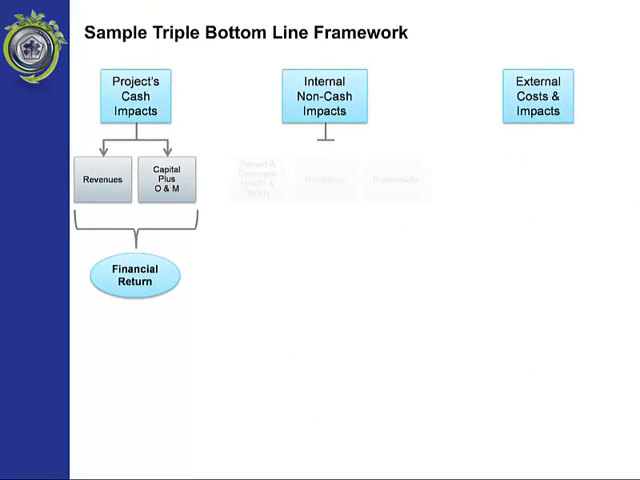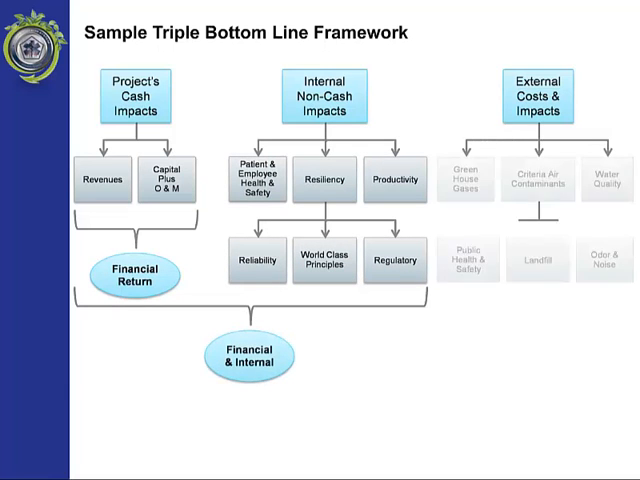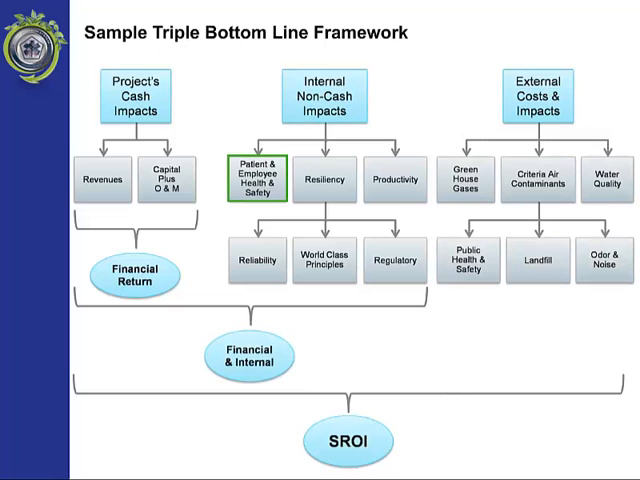Some of the internal cost and benefits that can be added to the business case for an MHS project include patient and employee health and safety, resiliency, as in the ability for an installation to operate off the grid, and the elements related to world-class principles. In addition, the external cost and benefits to society can include greenhouse gases and other air pollutants, water quality impacts, as well as other items like odor and noise.